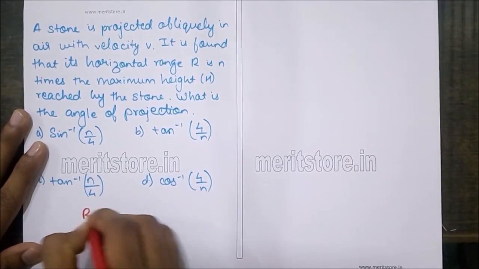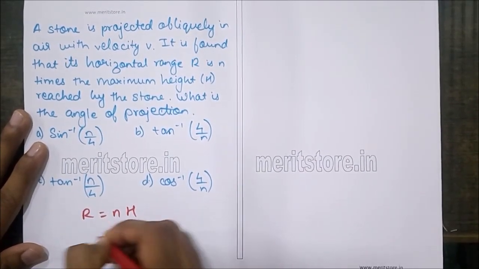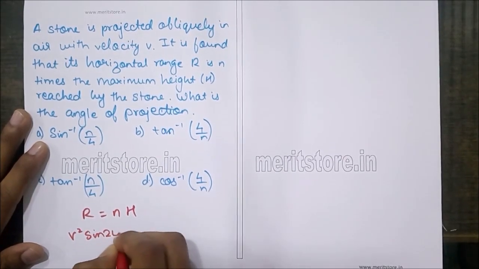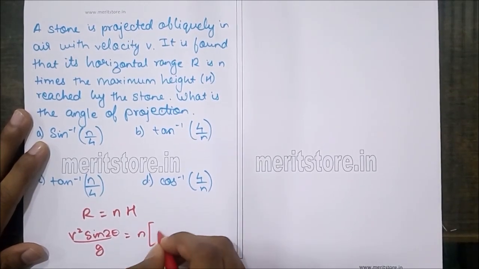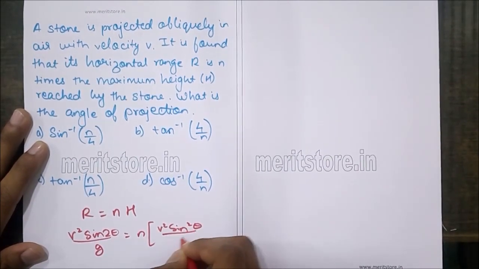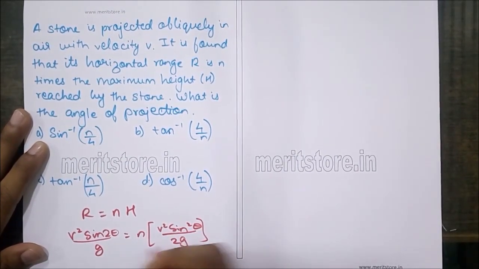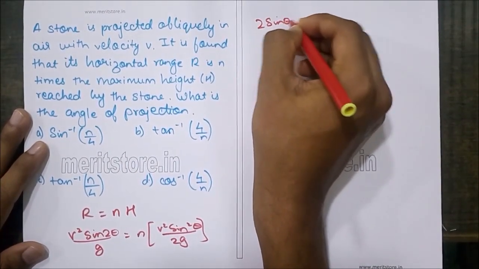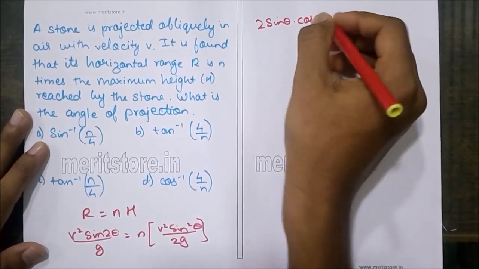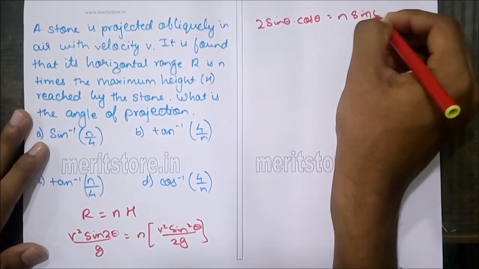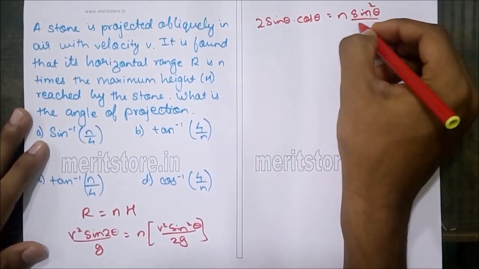It is given that R is equal to n times H. Therefore, the formula for R is v square sine 2 theta upon g, which is equal to n times v square sine square theta upon 2g. Equating these two, 2 times sine theta cos theta is equal to n times sine square theta upon 2.